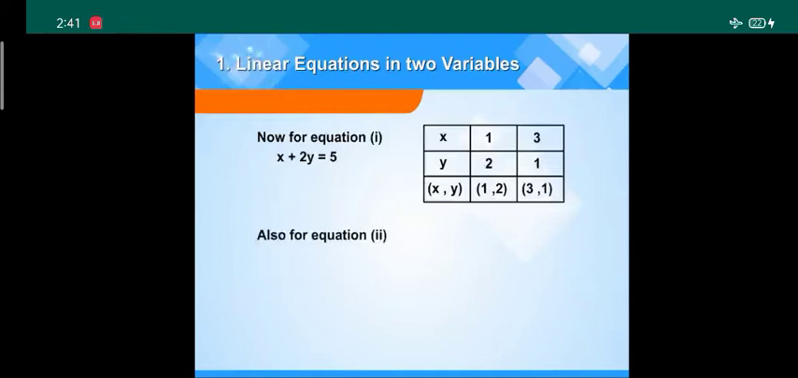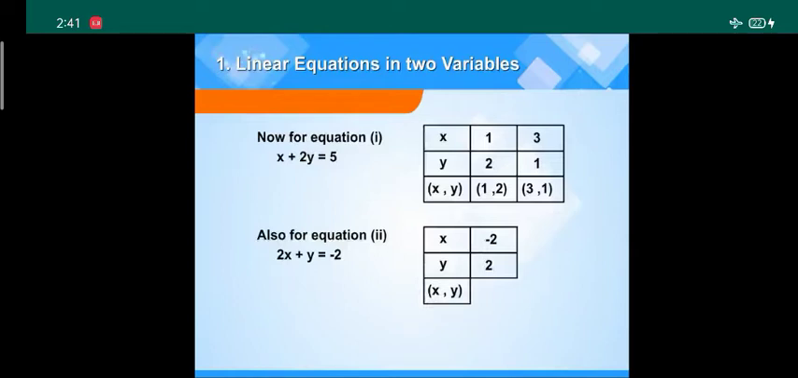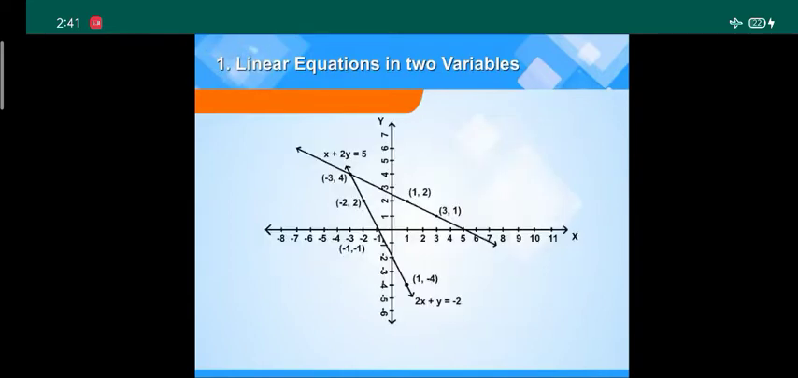Also, for equation number 2, 2x plus y is equal to minus 2. X is minus 2, y is 2. Coordinates of xy are minus 2 and 2. Similarly, x is 1, y is minus 4. Coordinates of xy are 1 and minus 4.